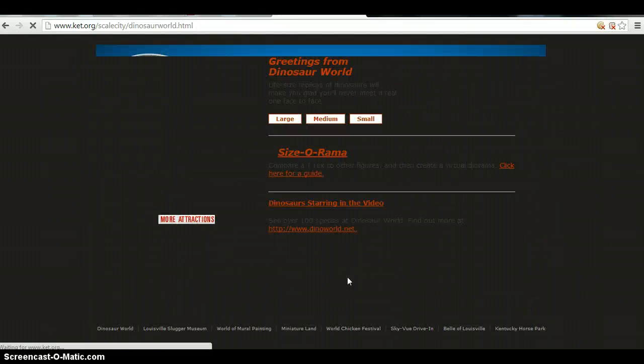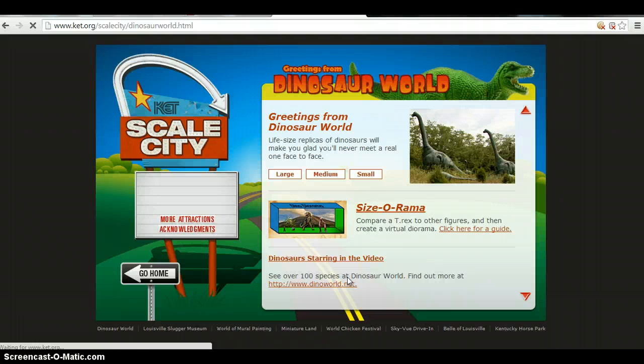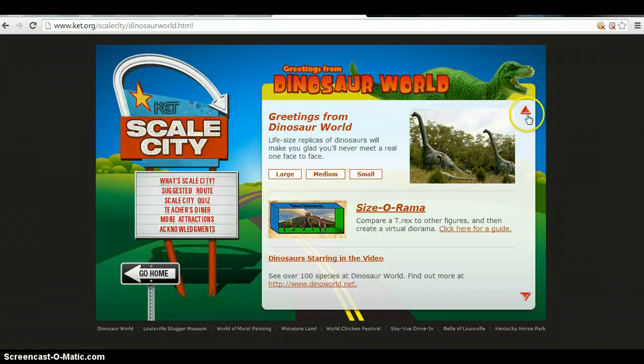So this first one, Dinosaur World, you'll see that they actually give students a video up here for them to watch about dinosaurs and how dinosaurs have changed over time, and the different sizes of dinosaurs. As you can see in this picture, you have an adult dinosaur and a baby dinosaur. They also have it compared to this Sizeorama, which is basically like a scale model for this.